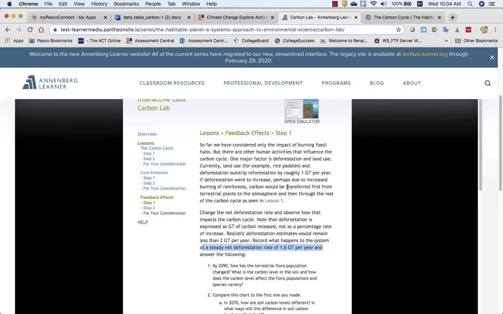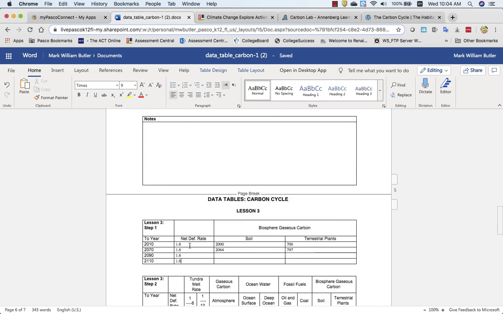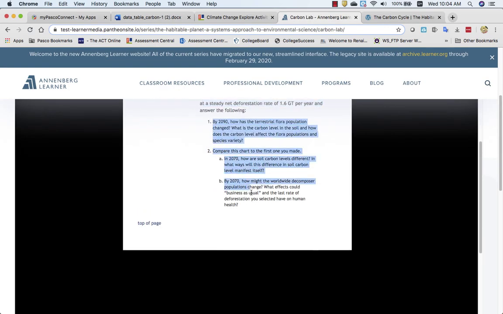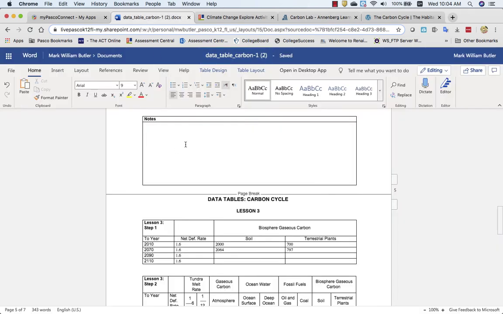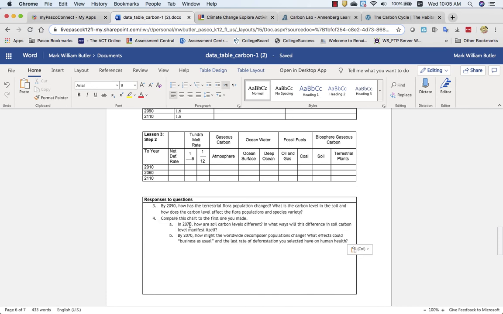Okay, looking at the questions. Again, it just says all questions here. So we're going to cut and paste these questions into our response to questions. There they are. Okay. How has the terrestrial flora population changed? What is the carbon level in the soil, and how does the carbon level affect the flora populations and species variety? Okay, so you're going to answer those questions based on the data that you collected.